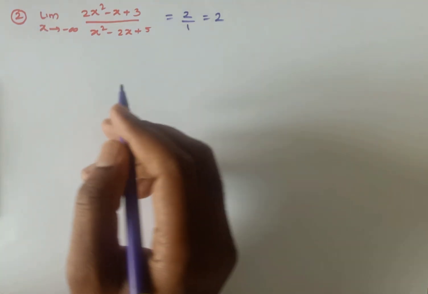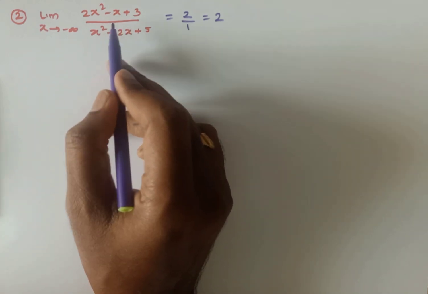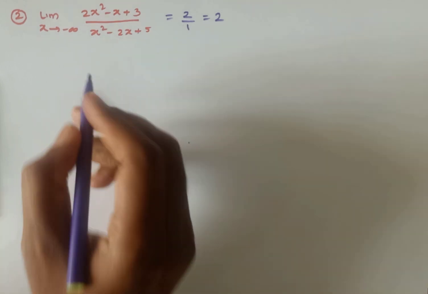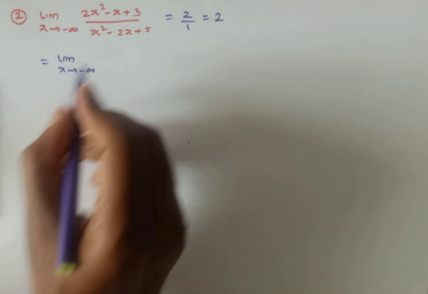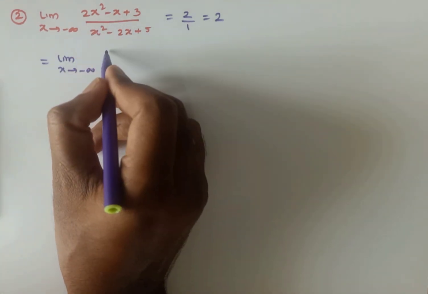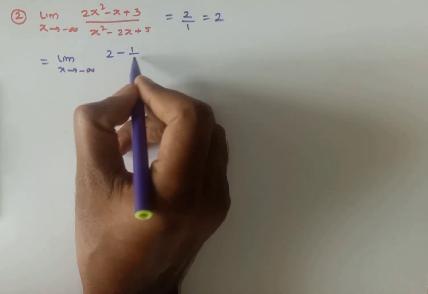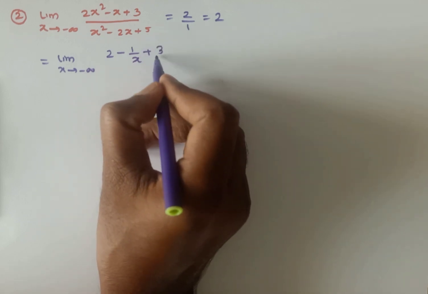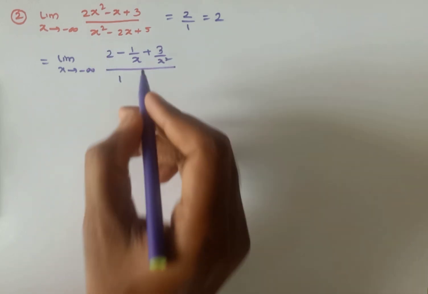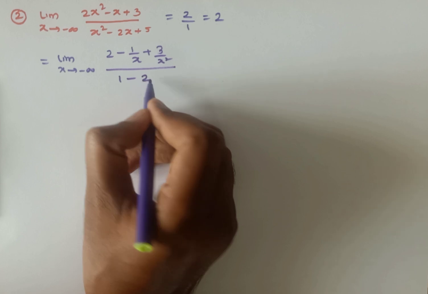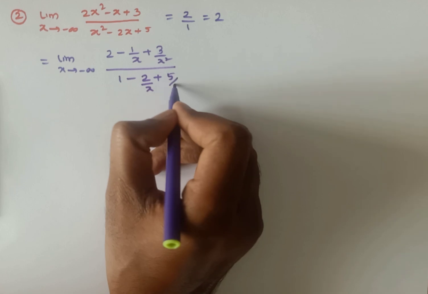But see how to show the work for this. Your highest degree in the denominator is x square, so divide the numerator and denominator by x square. The limit is as x approaches minus infinity. Then what happens? 2x square by x square is 2, minus x by x square is 1 by x, plus 3 by x square, whole divided by x square by x square is 1, minus 2x by x square is 2 by x, plus 5 by x square.